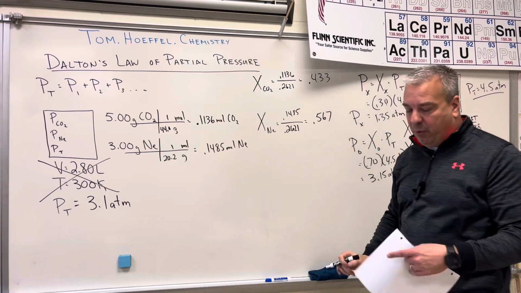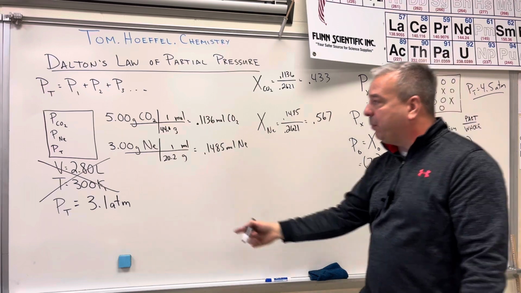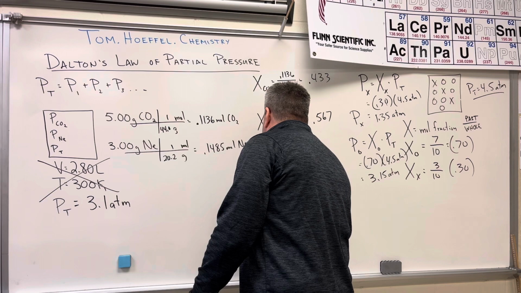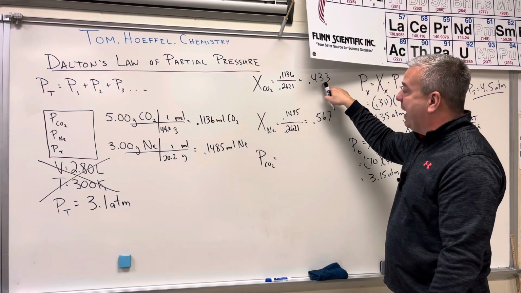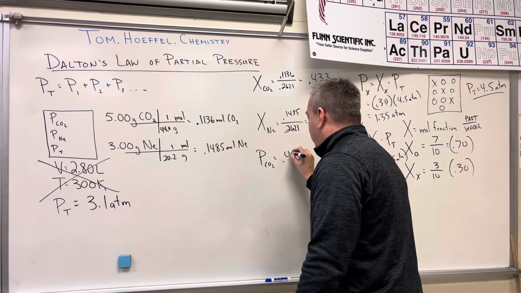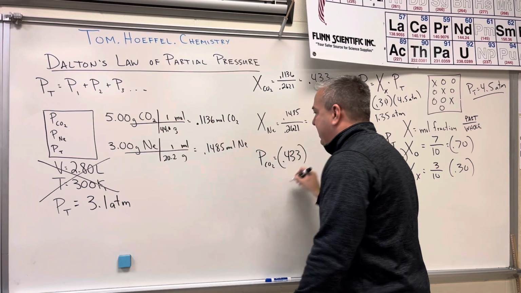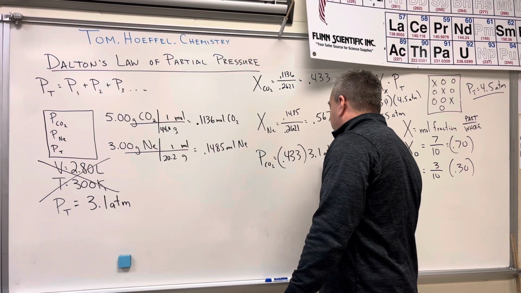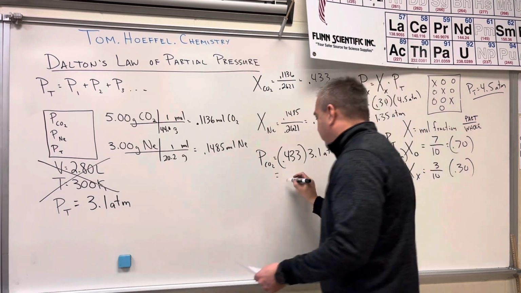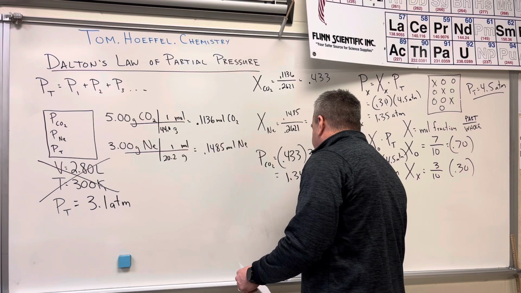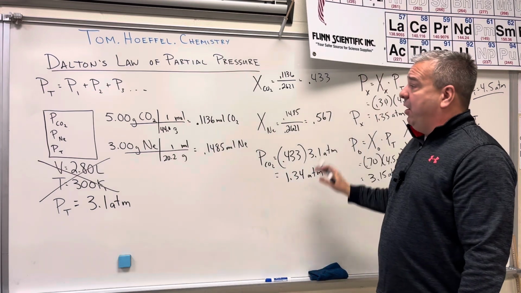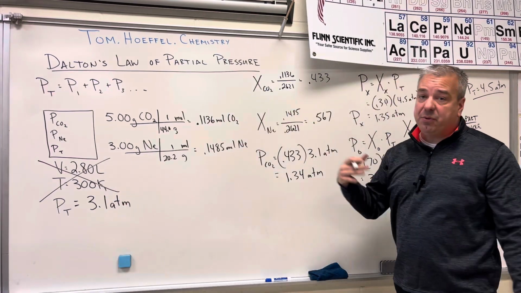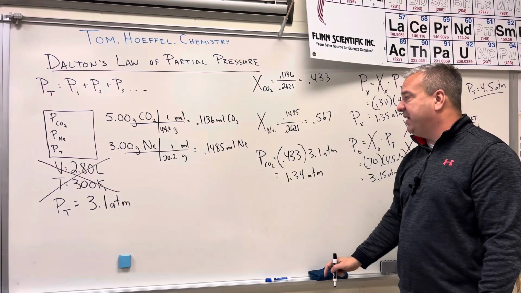Okay, but these are the mole fraction numbers. Now, to figure out their partial pressures, if I wanted to find out the partial pressure of the carbon dioxide, I'm going to take the mole fraction of the carbon dioxide times the total pressure. And that works out to be a pressure of 1.34 atms. So of this 3.1 atms total pressure, 1.34 of it comes from the carbon dioxide.